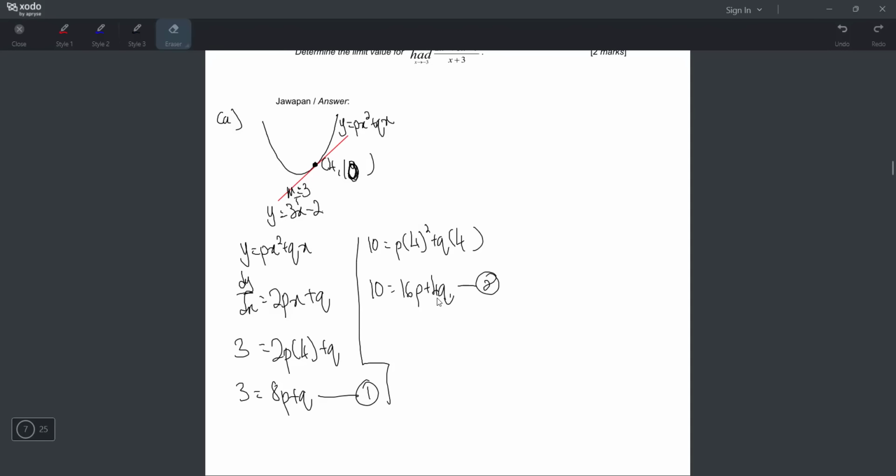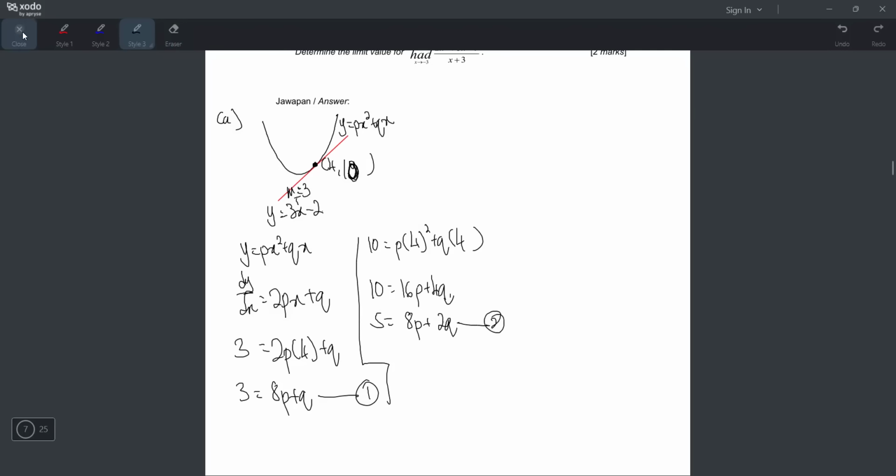Let's see, 10 equals 16p plus 4q, and 3 equals 8p plus q. Wait, the first one can simplify, right? 10, 16, 4, all these numbers can divide by 2. So let's divide by 2 first. So 5 equals 8p plus 2q, and only then I call it equation 2. And now I do the simultaneous.